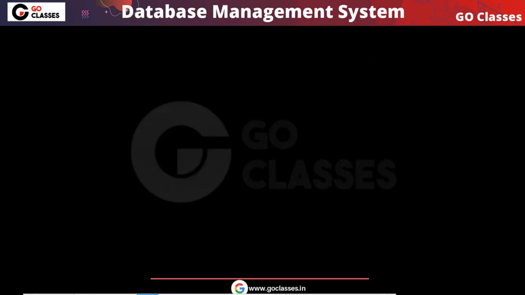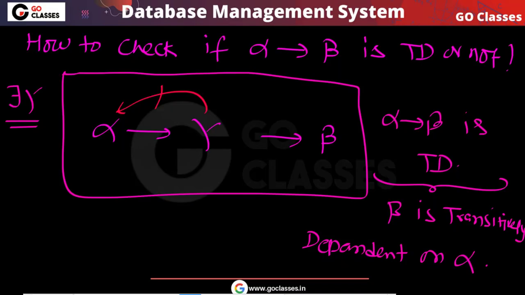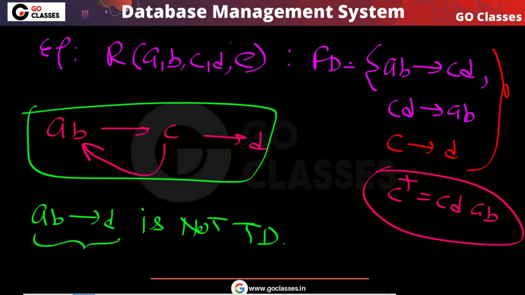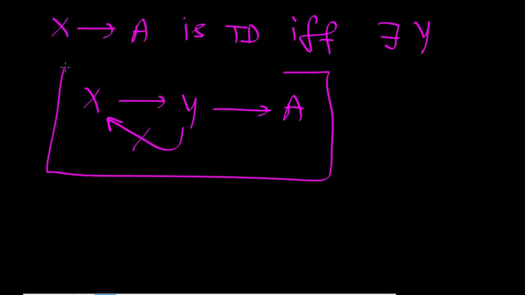Now we will make some observations from this concept. For example, X determines A is a transitive dependency if and only if there exists some Y such that X can determine Y, Y can determine A, and Y does not determine X. In this situation we say that X determines A is a transitive dependency.